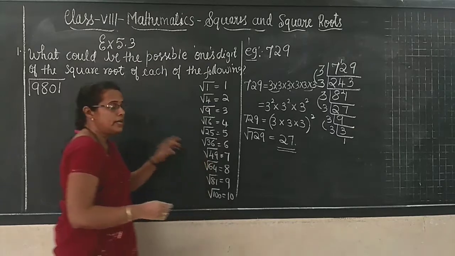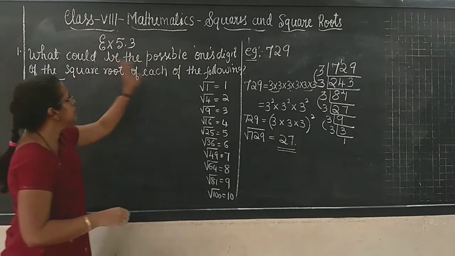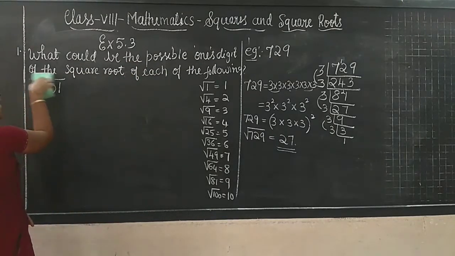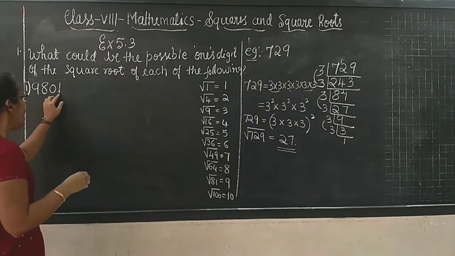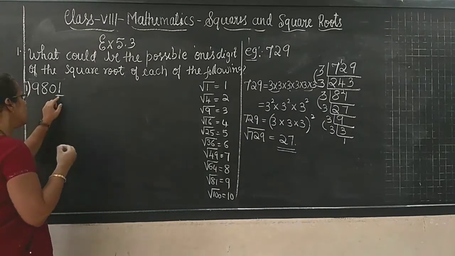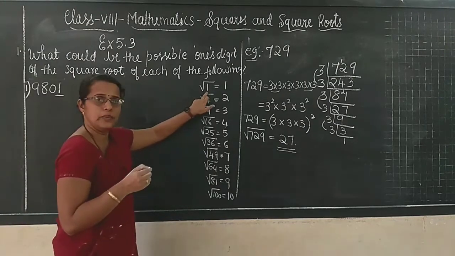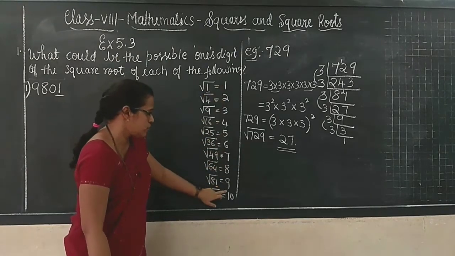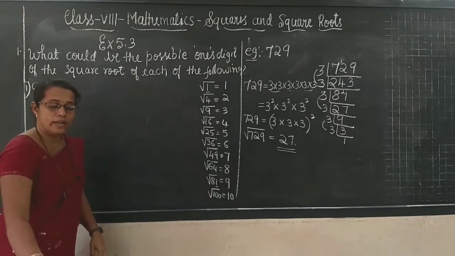Okay, so the number ends with 1 here. What is the possible ones digit of its square root? Question number 1, 9801. Now, the last digit, the unit digit, is 1. What are the possible values of its square root? It ends with 1. Any other number that ends with 1 means the possible values are 1 and 9. In its square root, the possible values are 1 and 9.